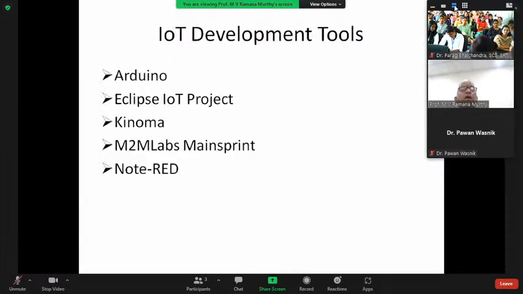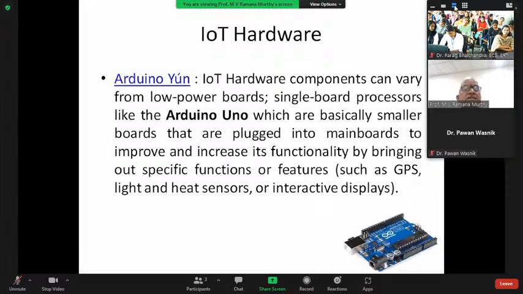I will just tell you the IoT development tools, which I already told you: Arduino, Eclipse, Kinoma, M2M Labs, and then Node-RED. These are the different tools that we'll be using. Now let us see this. What is the Arduino?